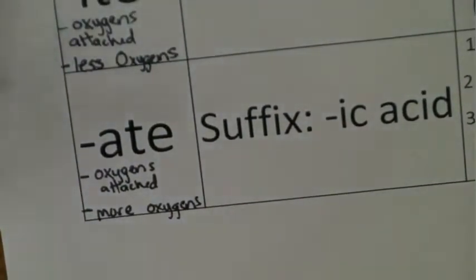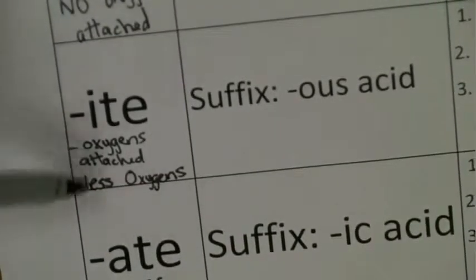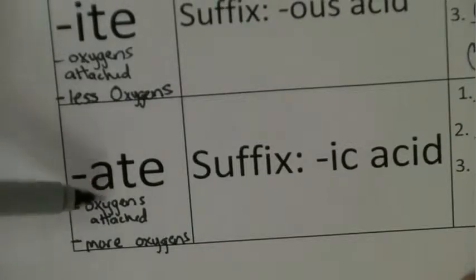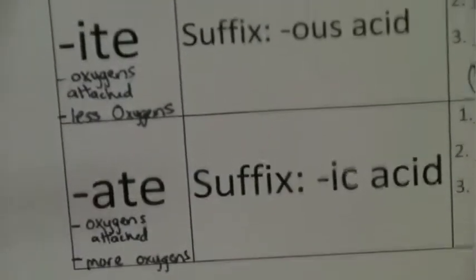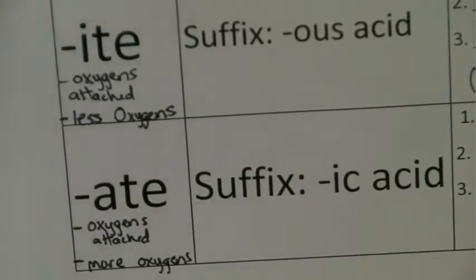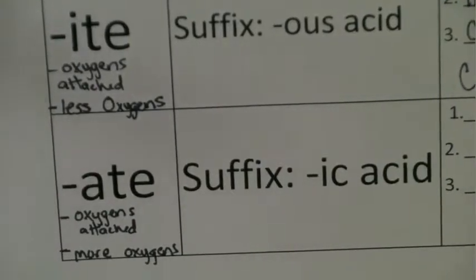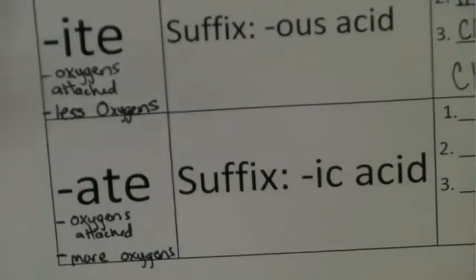Just to clarify the difference between ide, ite and ate. Ides have no oxygens attached. Ites do, but of the two choices, they are the ones with less oxygens. And then of the two that have oxygen attached, ate is the one with more oxygens. And again, regular, you can always refer to your polyatomic ions chart. Honors, Nick the Camel. Okay, Nick the Camel is who is going to save you during this. Always go back and refer to Nick the Camel.